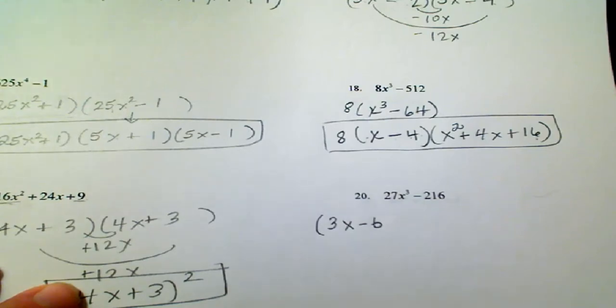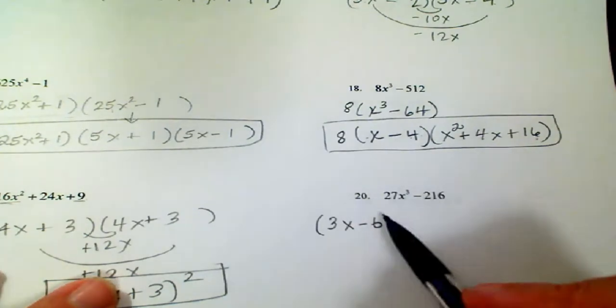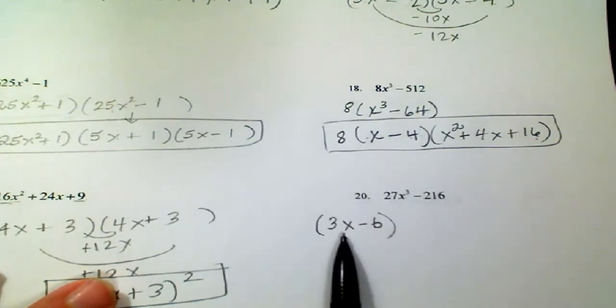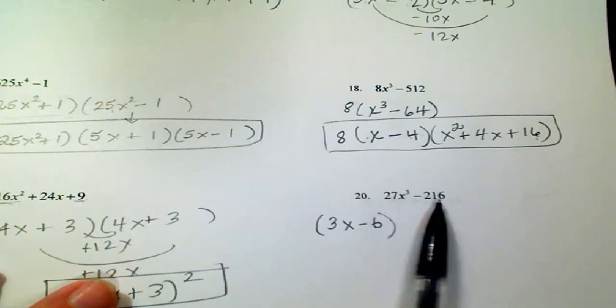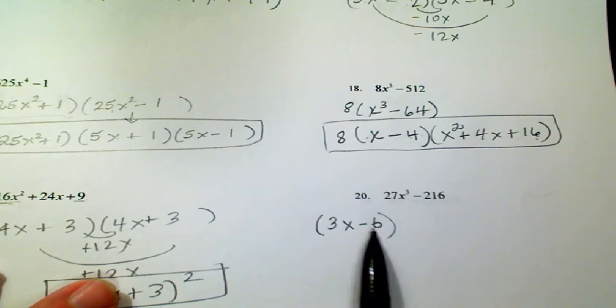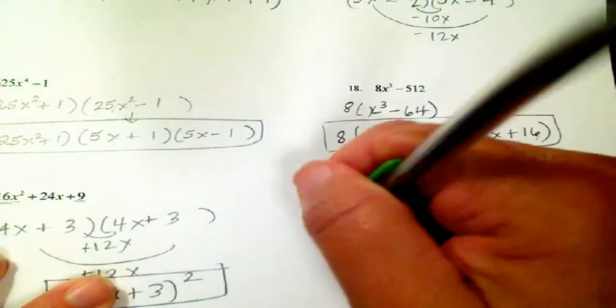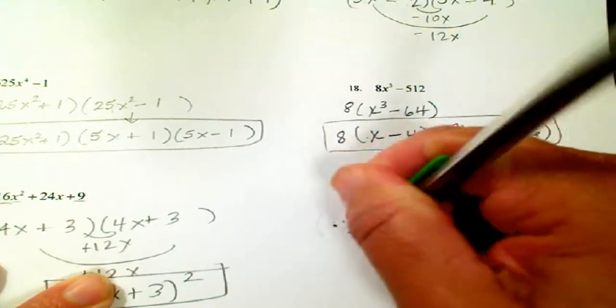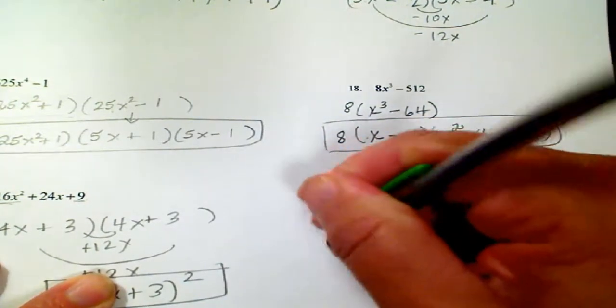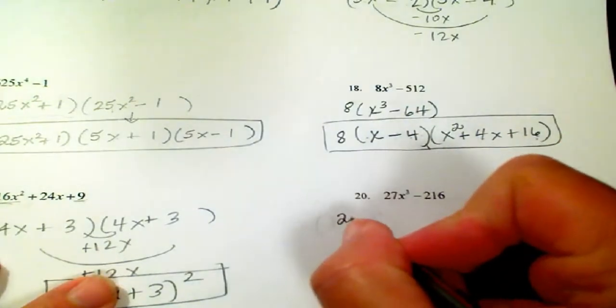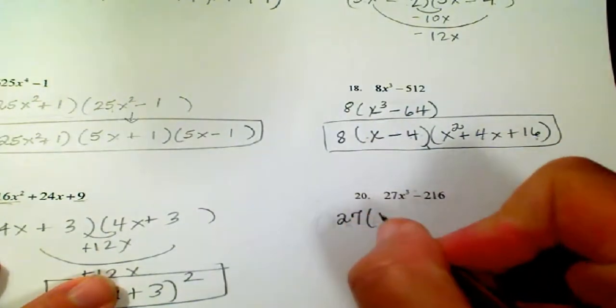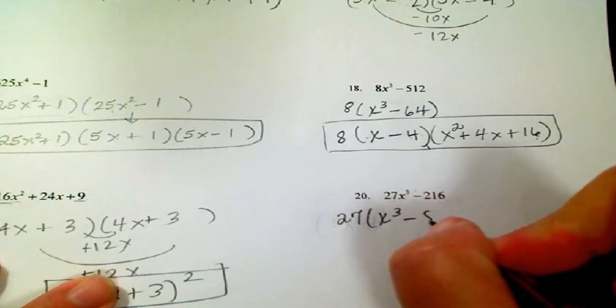216 divided by 27 is 8. So you guys catch yourself. I caught myself here. I was thinking there was no GCF, but when I took the cube root and I put it down, I see common factors. So if you see that, that means there's a GCF. So I can take out 27. When I do, I'm going to have left an x cubed minus 8.